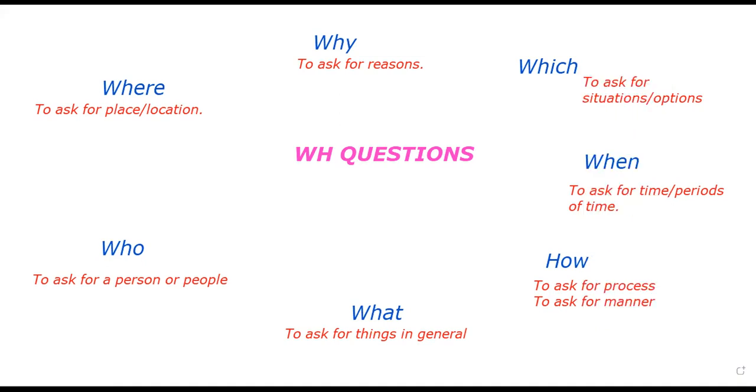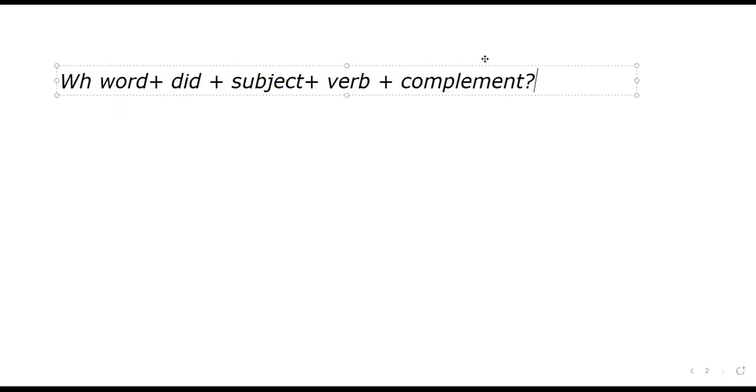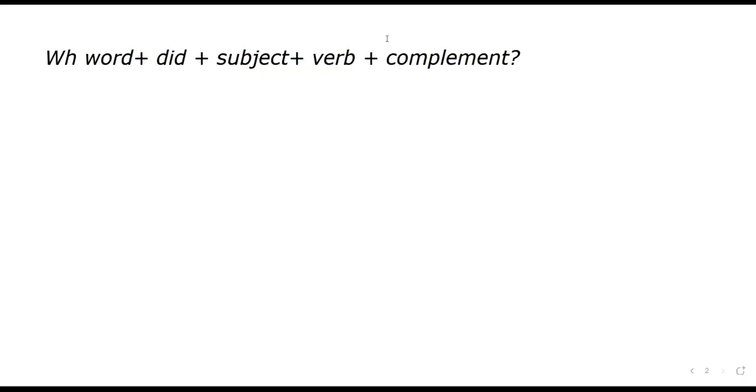Now, using this, we already know that these are our WH questions, our WH words. We know when we make questions that we are going to use the structure of the WH word plus did, plus subject, plus verb, plus complement. This is our structure. This is what we need to make our example. WH word plus did plus subject plus verb plus complement. This is the most important.